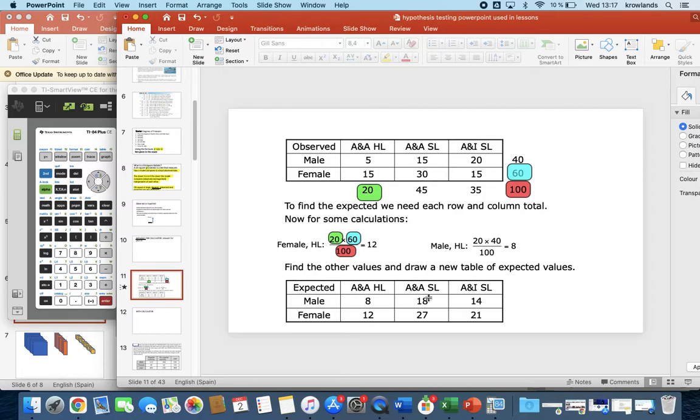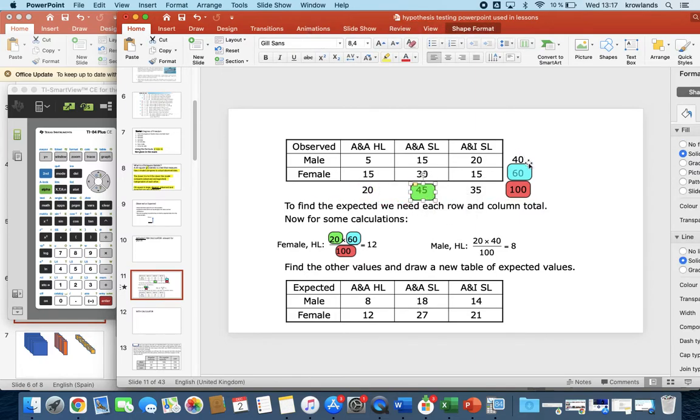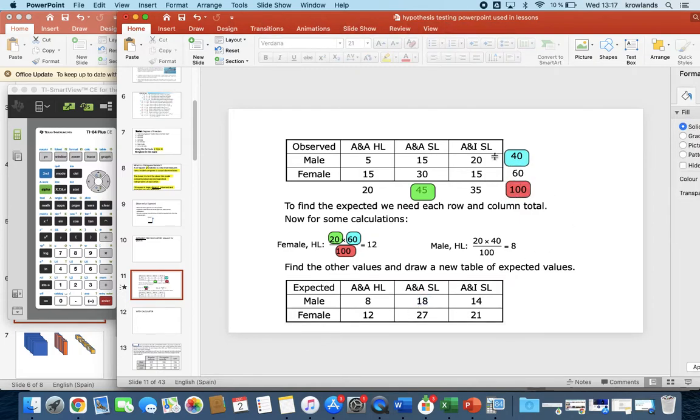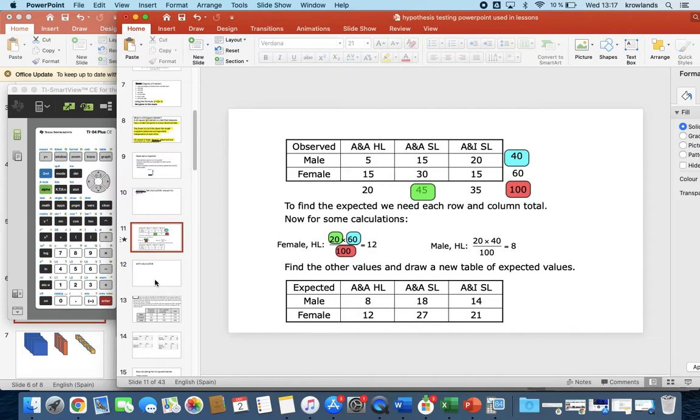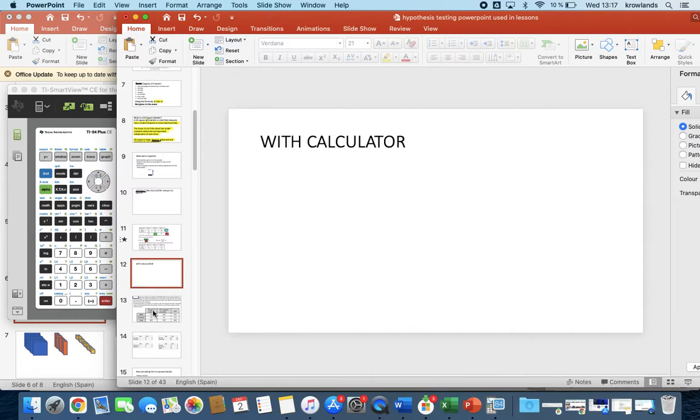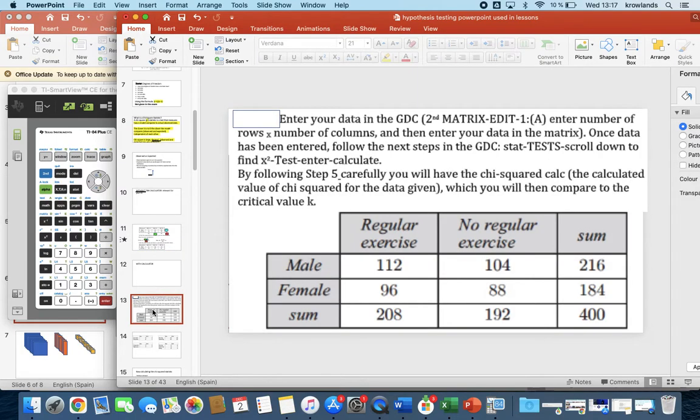So for ANA SL, we would do 45 times 40 divided by 100, and that's going to give us the 18. So you will have to do this if you're doing chi-squared in your IA. Now I'm going to show you how to do it with the calculator.